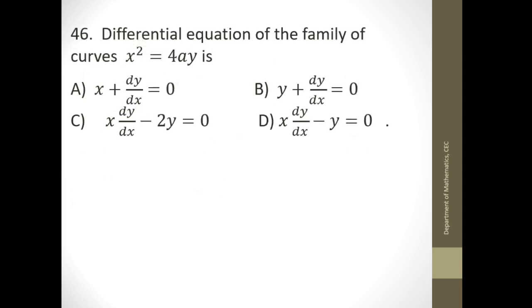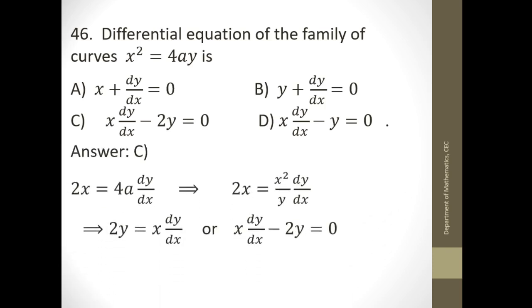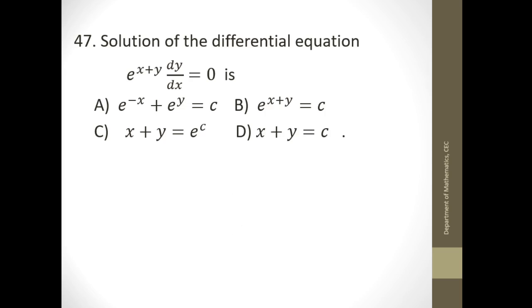Next question, differential equation of the family of the curve. That means just you differentiate, eliminate a. To do that, first differentiate: 2x equal to 4a into dy by dx, and 4a is nothing but x square by y. Replace 4a by x square by y and simplify. Therefore, x dy by dx minus 2y equal to 0. So, answer is C.